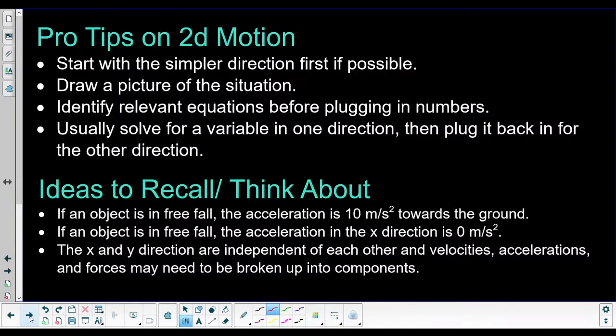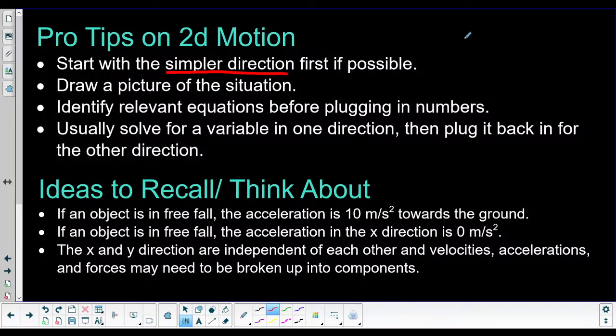So let me start by giving you a little bit of advice and reminding you of a few things that you probably want to know, just so that you don't get too overwhelmed. Sometimes you're going to have an easy problem that has an easy answer, and you're going to think way too hard about it. So I'm going to try and help you avoid that with these pro tips. Some pro tips for two-dimensional motion. If you have a choice, start with the simpler direction.